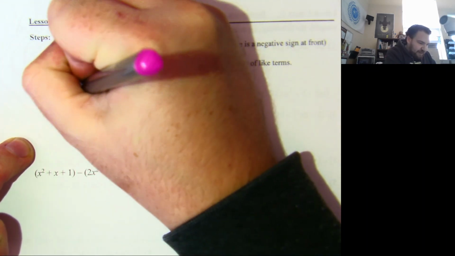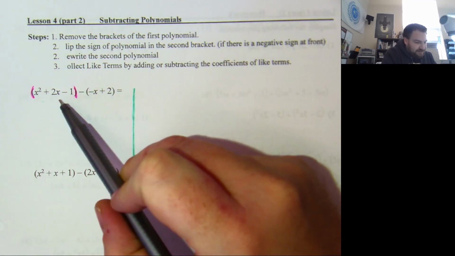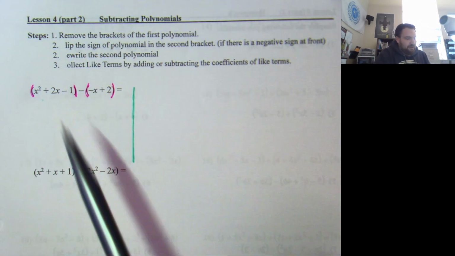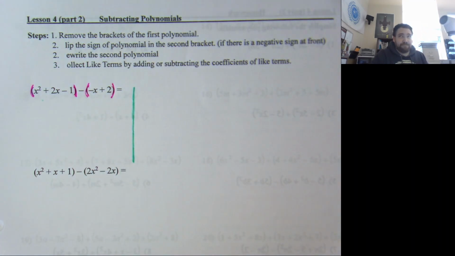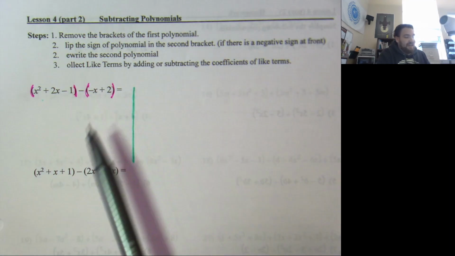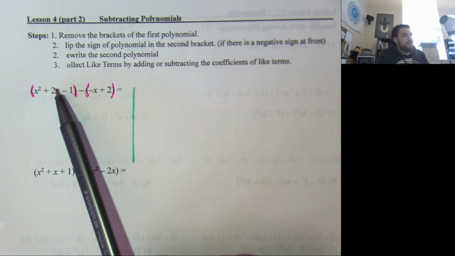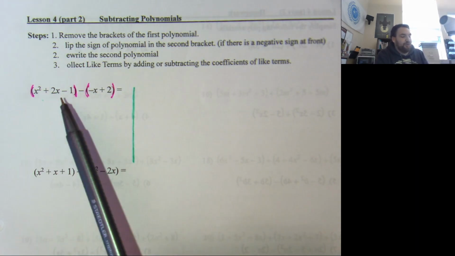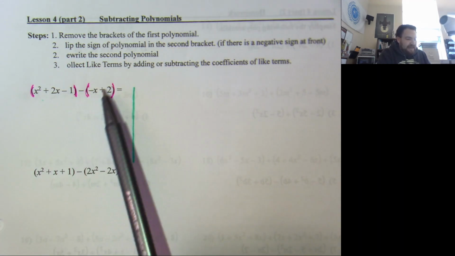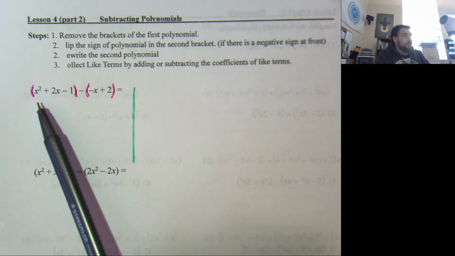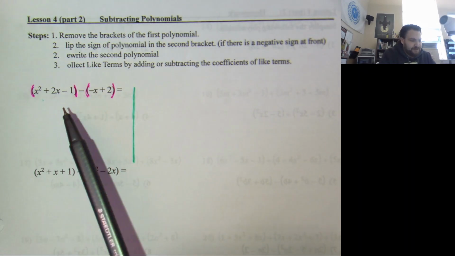So I've got this polynomial here: x squared plus 2x minus 1, and I want to take away from this whole mathematical object here, this whole x squared, the negative x plus 2. Practically speaking, I want to take away like terms. Any term in this one that is like something in this polynomial will give us two objects to subtract. Here's what I mean.